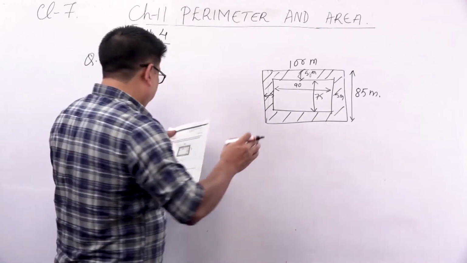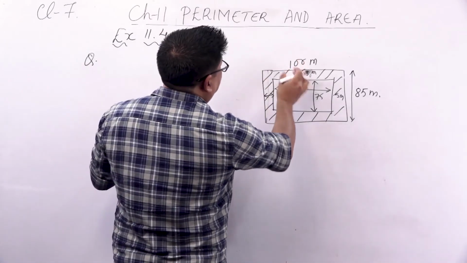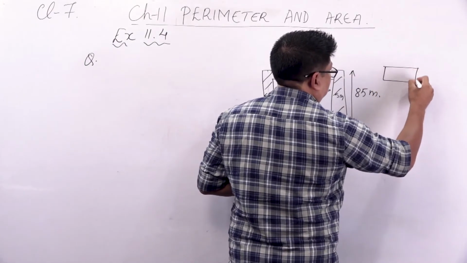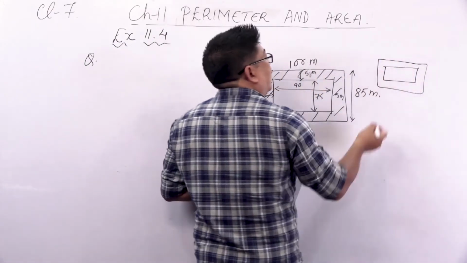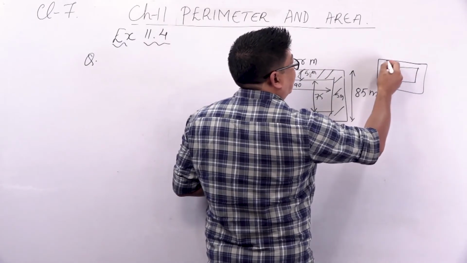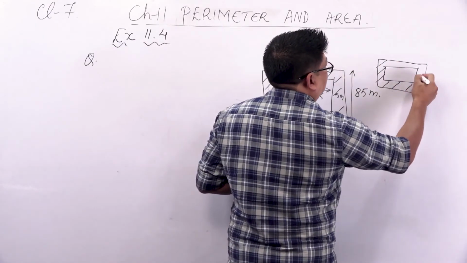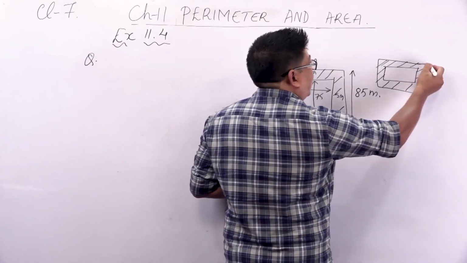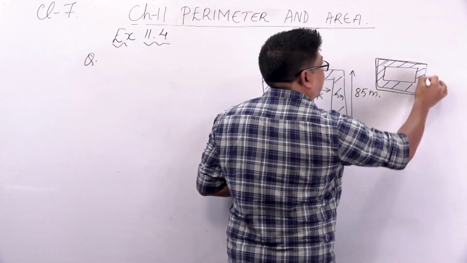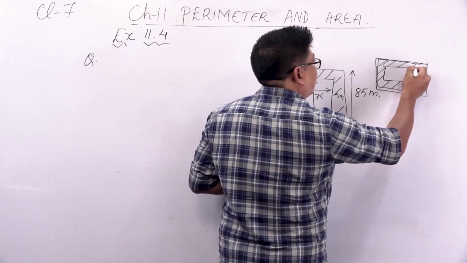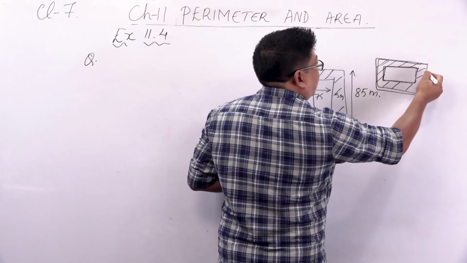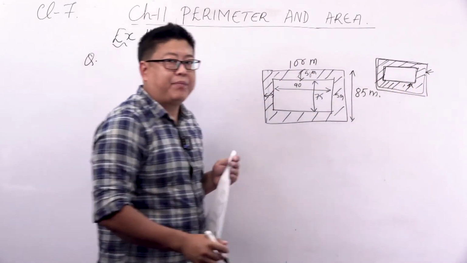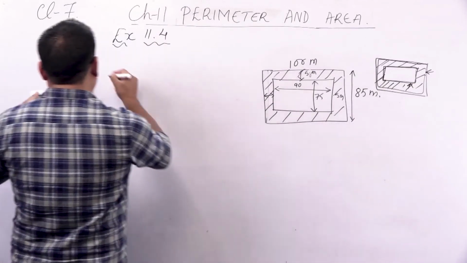Now, first of all, to find the area of this path, let's draw another figure without the numbers. This is your garden and this is the path. So they want you to find this path. How do you find that? First, you find the area of this particular rectangle and you find the area of the inner rectangle. This minus this will give you this. So it is quite simple. Let us try it.